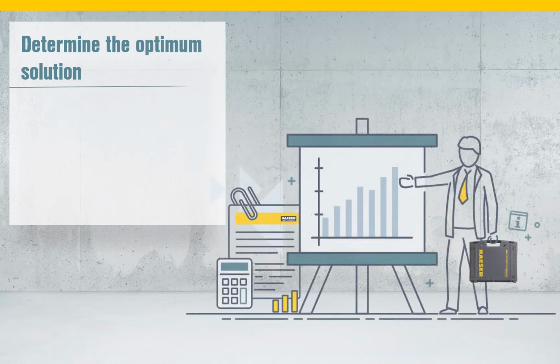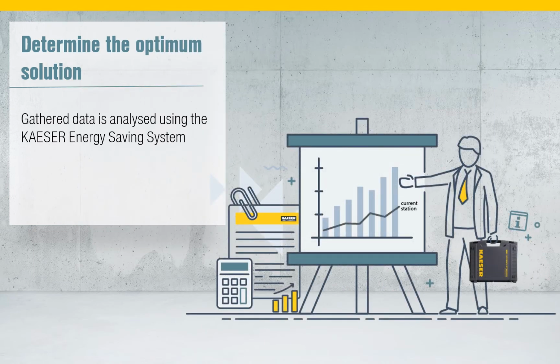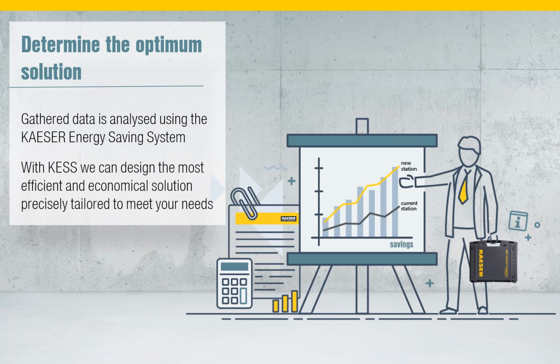Step 3 is to determine the optimum solution. All gathered data is analysed using the Kaeser Energy Saving System. With this advanced software, which was developed by Kaeser, we are able to design a bespoke solution that is both efficient and economical.